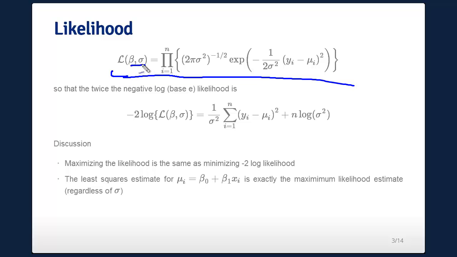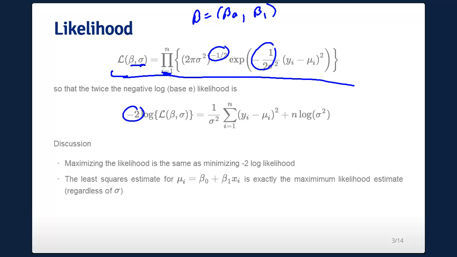Here's the likelihood. It involves the slope parameters, which I'm concatenating as beta equal to beta naught and beta 1, and then the sigma parameter as well. As is often the case, we take the log of the likelihood because this product is kind of annoying, and by log I mean natural log. It's always good to take minus twice the log likelihood.